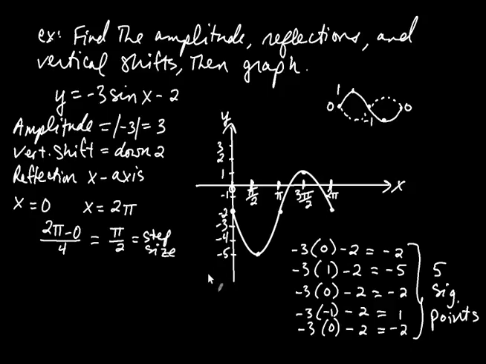So we're not going to be doing much with graphing using transformations. We're going to graph using the 5 significant point method. Okay, let's try another one like that.